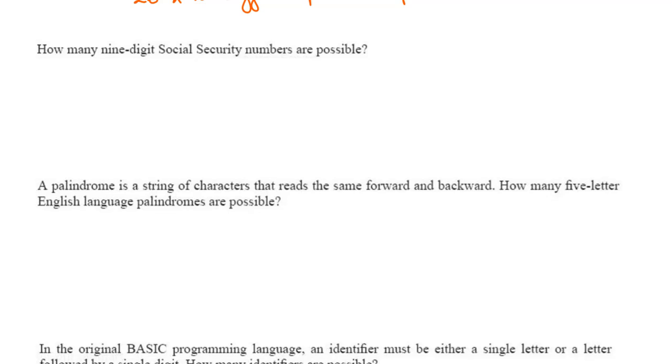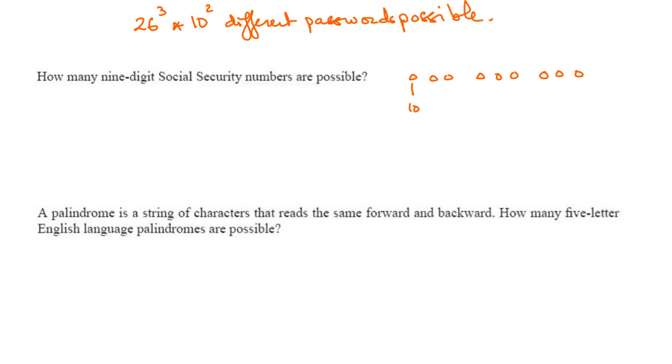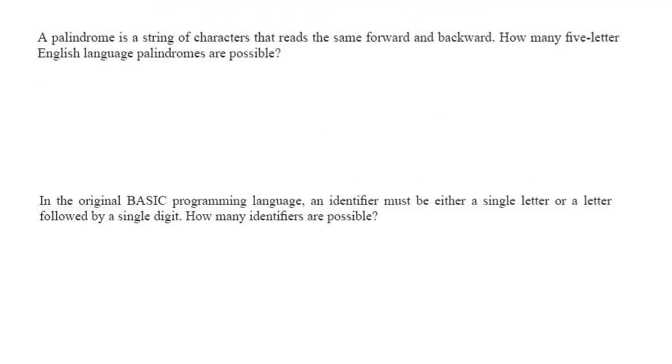How many 9-digit social security numbers are possible? Here I'm assuming you could have a social security number with all zeros if you want. The social security number has 9 digits, and there is no restriction here, even though nobody has this number, I guess. So each cell can have 10 choices, and we have 10 to the power of 9 different 9-digit social security numbers.